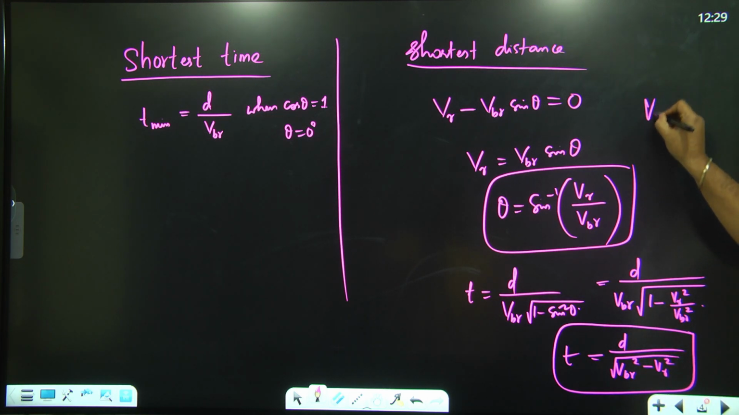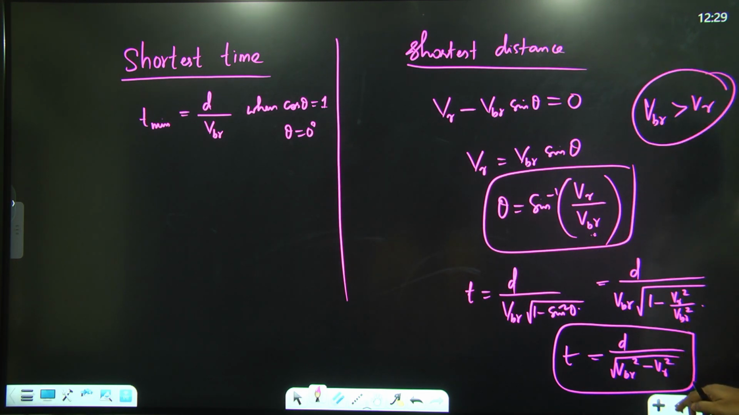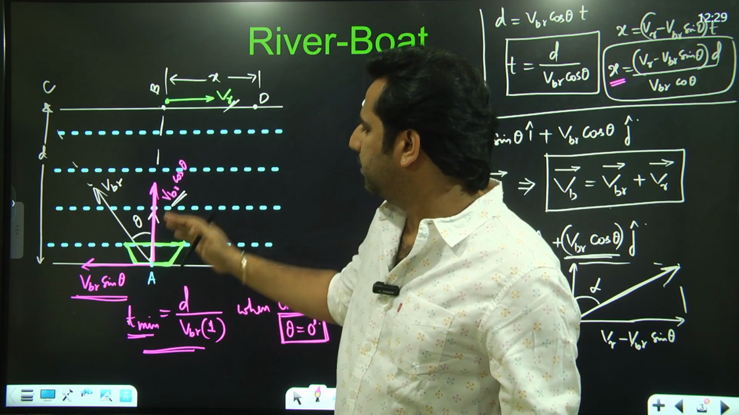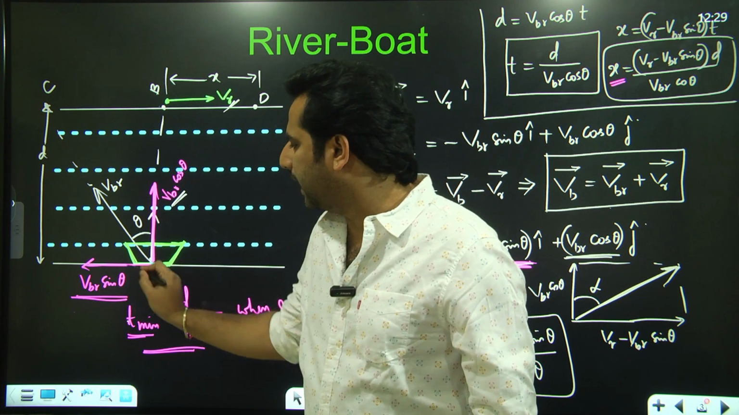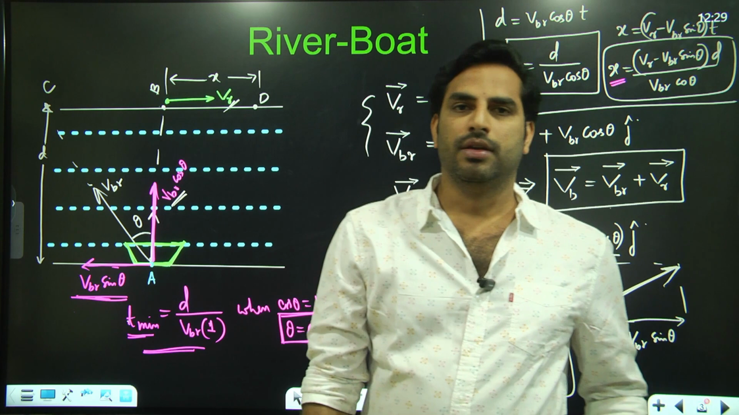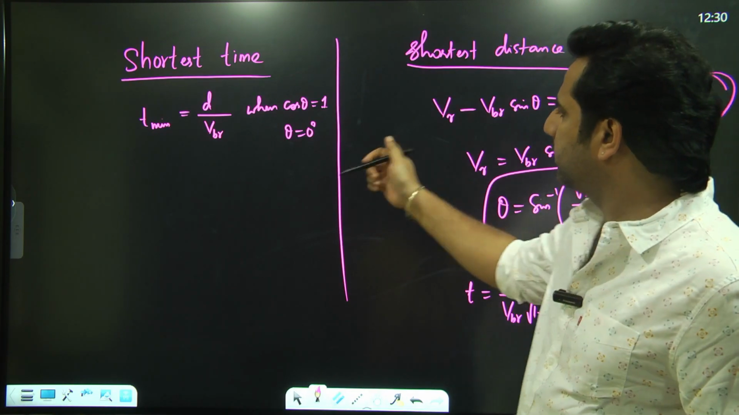And obviously VBR must be greater than VR. Only then there is a valid theta, because sin theta is less than 1. His velocity with respect to river should be more than the velocity of the river. Only then, when you multiply VBR with sin theta, which is the fraction, this can be equal to VR.